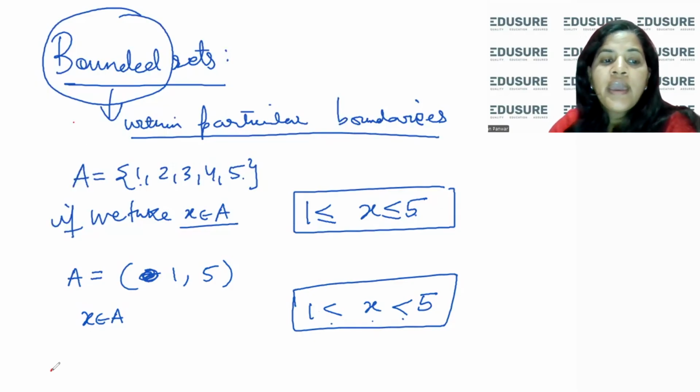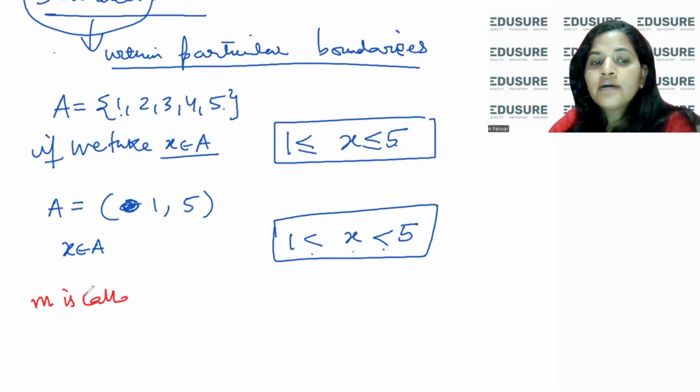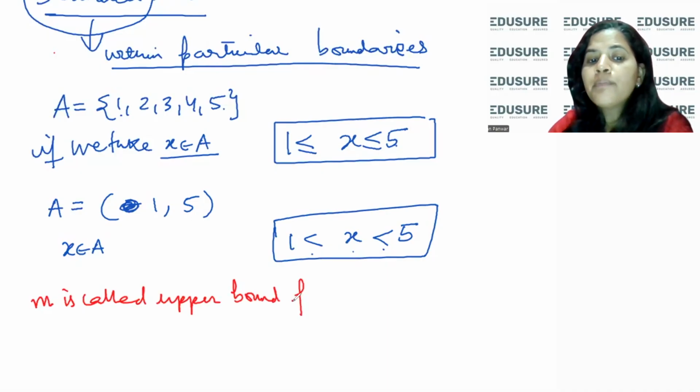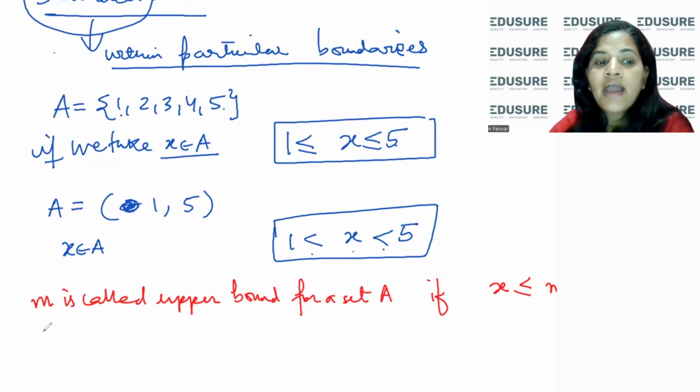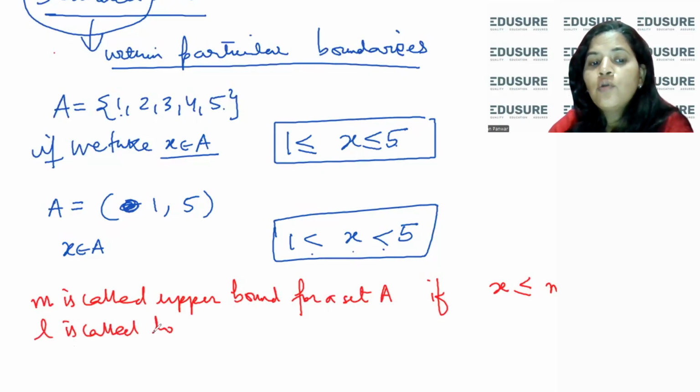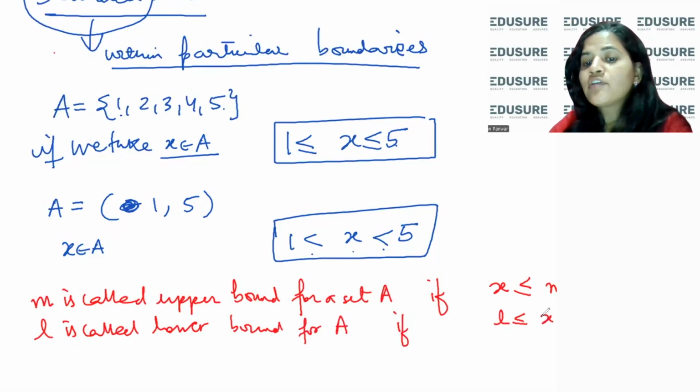So M is called an upper bound for a set A if x is less than or equal to M for all x belonging to A. Okay. And L is called a lower bound for A if L is less than or equal to x for x belonging to A.